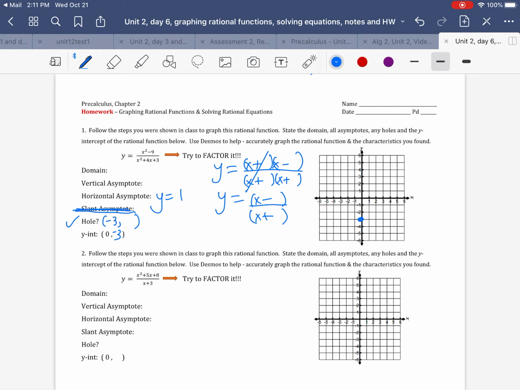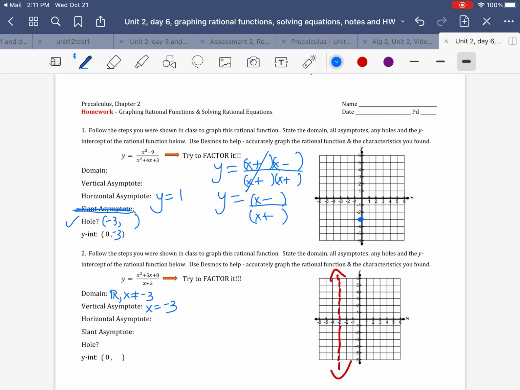So remember, your domain is going to be all x values, so all real numbers, but x cannot be negative 3, because remember, you don't want the bottom to be 0. All right? So that is also your vertical asymptote. Remember, x equals negative 3, so you could draw that on your picture, right? You have a nice vertical asymptote at negative 3.